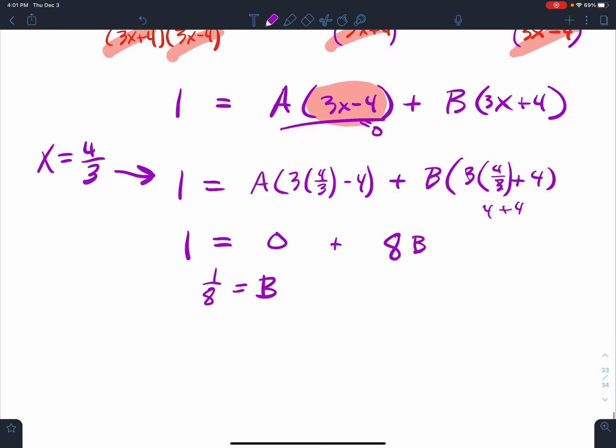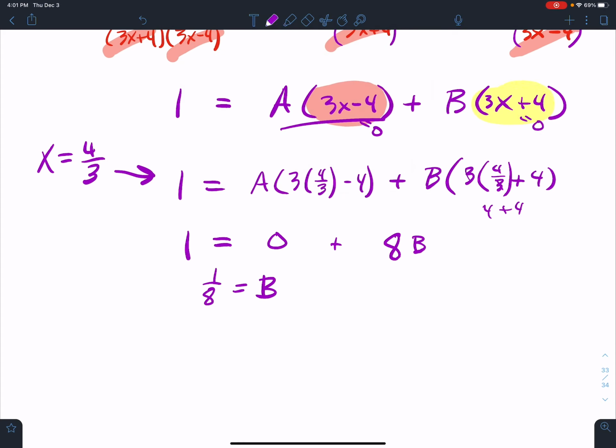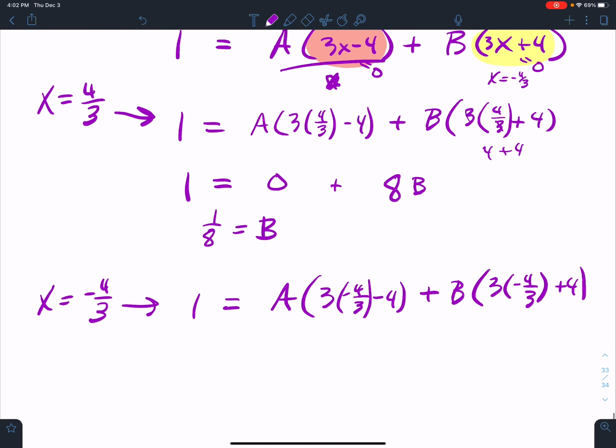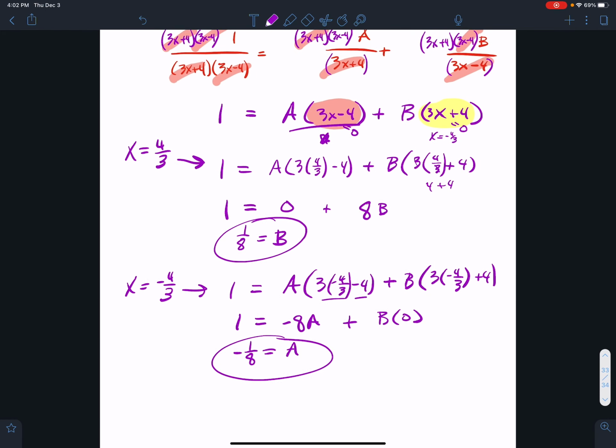And then to get rid of this other piece, I want to see what I could plug in for x to get that equal to 0. If you do the algebra like we did over here, you get x equals negative 4 over 3. So x equals negative 4 over 3 gets me 1 equals A times (3 times negative 4 over 3 minus 4), plus B times (3 times negative 4 over 3 plus 4). This gets me 1 equals negative 8A plus B times 0, and so A is equal to negative 1/8. So I have negative 1/8 and 1/8 for my A and B.